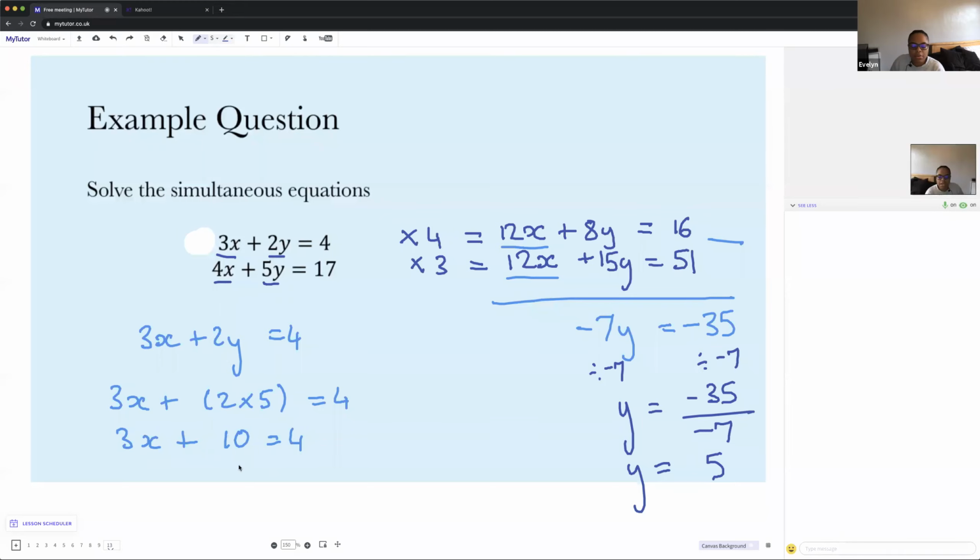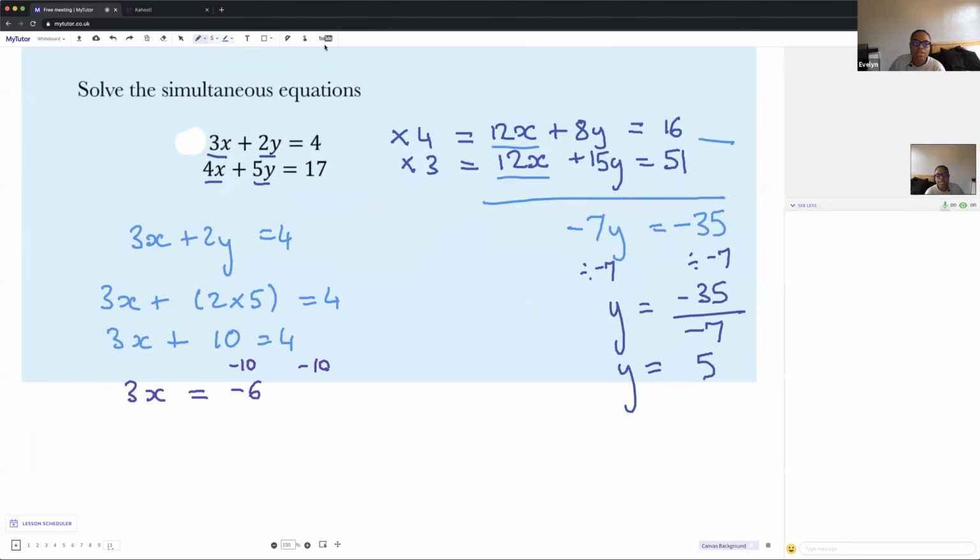So I want to get rid of that 10. I'm going to subtract 10 from both sides. So we get 3x. 10 minus 10 is 0. And then 4 minus 10 is minus 6. And then the last thing we want to do is get rid of that 3. So we're going to divide by 3 on both sides. So we get x equals minus 6 divided by 3, which is minus 2. So you've got x equals minus 2 and y equals 5.